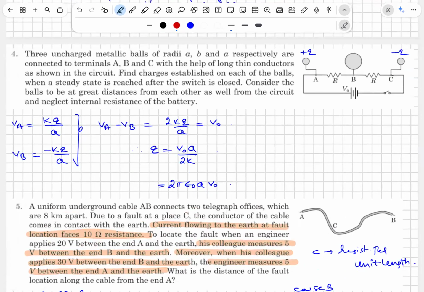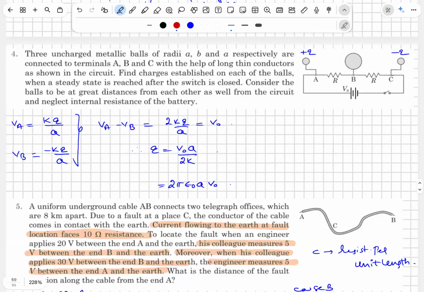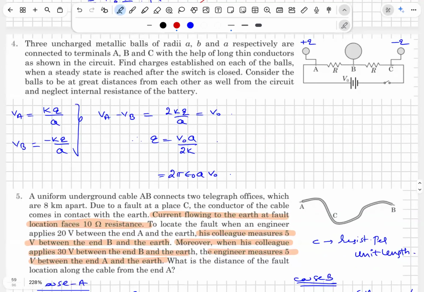Three uncharged metallic balls of radii A, B and A respectively are connected to terminals A, B and C, with the help of long thin conductors as shown in the circuit. Imagine if the circuit is in Hyderabad. You can imagine the small balls and all that are kilometers apart, which means the charge on the left portion has nothing to do with this.